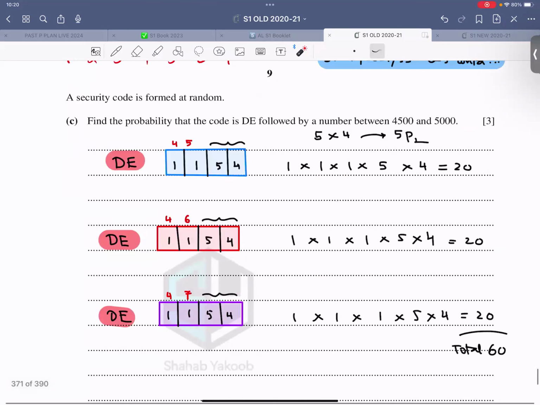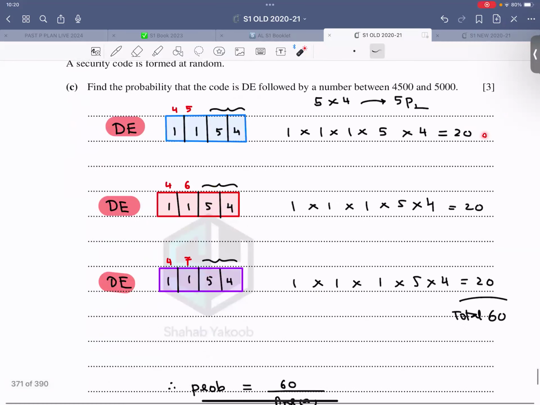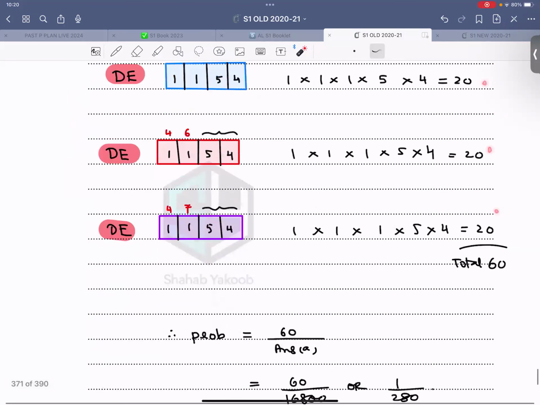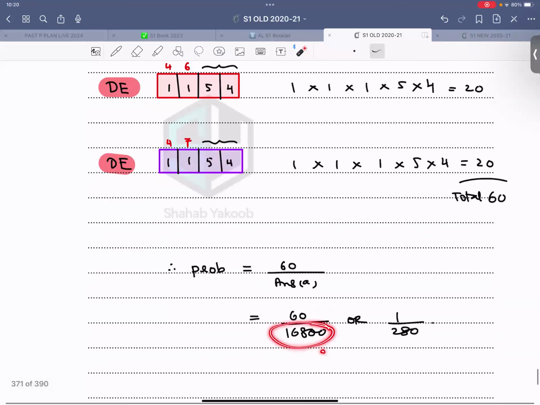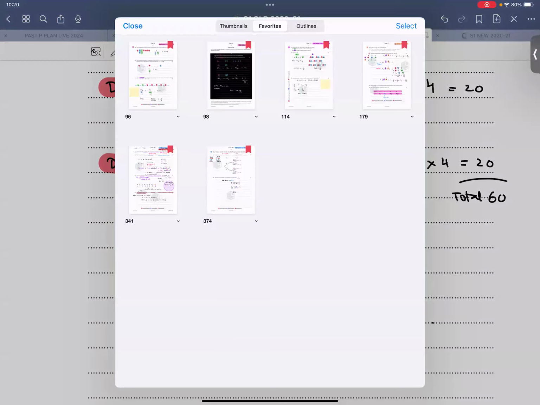Any one of the remaining 5 will fill in the space. Any one of the remaining 4 will fill in the space. It's your choice to write 5 and 4, or to write 5P2. So that's 20, 20, 20. That is 60. And we are looking for the probability. So what's the denominator? The answer of part A. And this is the answer. So now this question is also done.